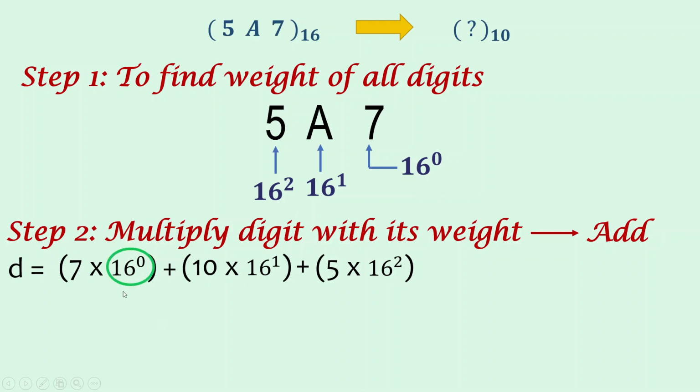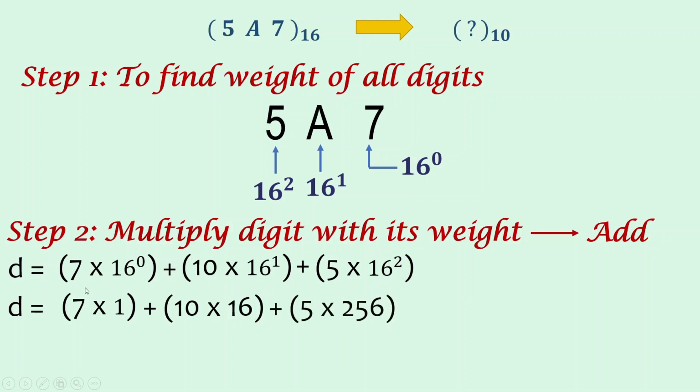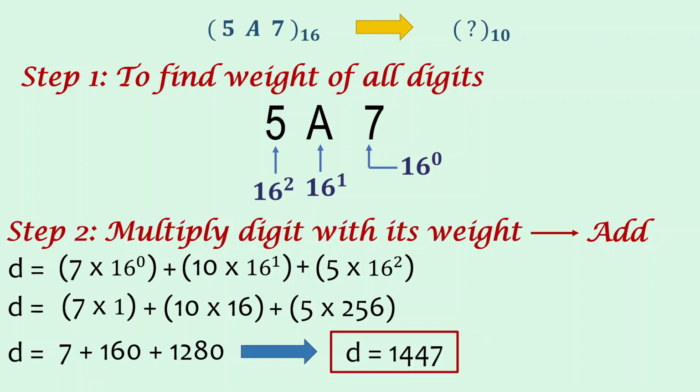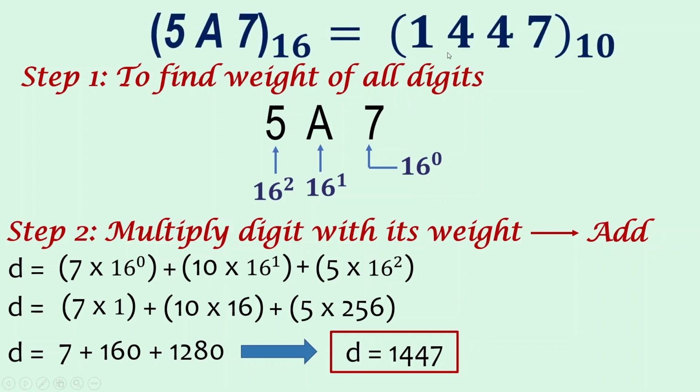Now 16 raised to 0, anything raised to 0 is always 1. So D will be equal to 7 into 1 plus 16 raised to 1 is the number itself, that is 10 into 16, and 16 squared is 256, and we have to just multiply this and add the values. So after multiplying we will get like this and we have to add this value. So D will be equal to 1447. So this is nothing but the decimal equivalent of a hexadecimal number. See how easy it was to find the decimal number from a hexadecimal. There are only 2 steps: find weight and then multiply digit with its weight.